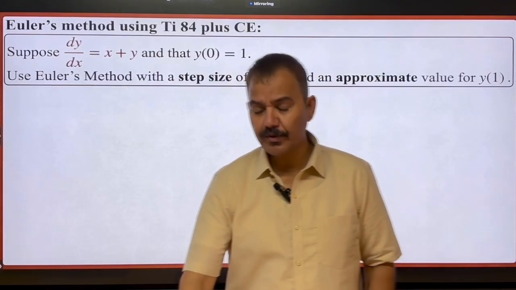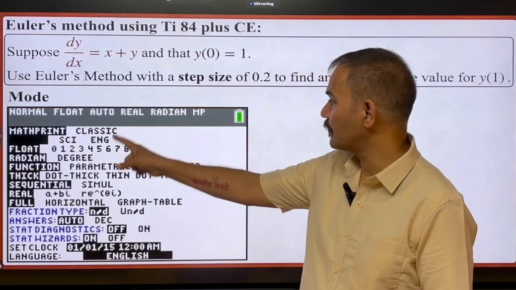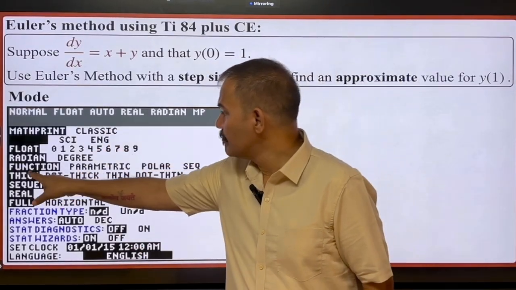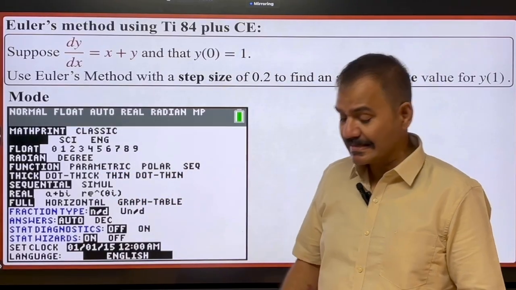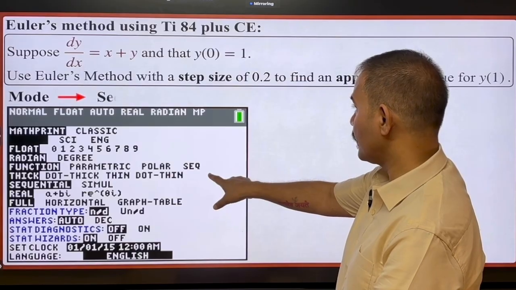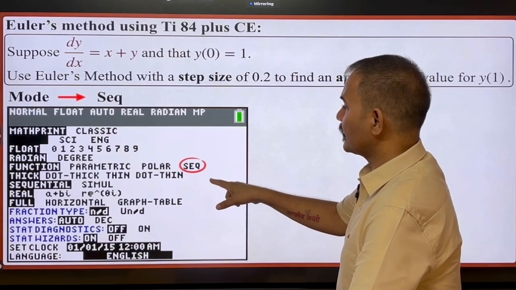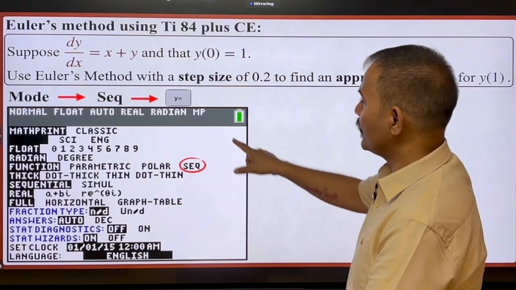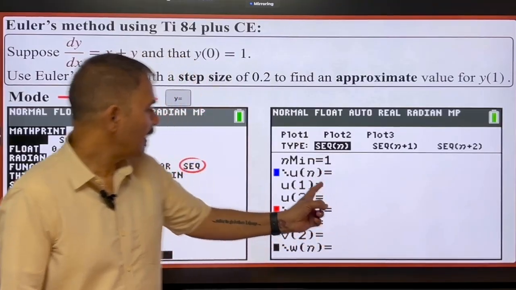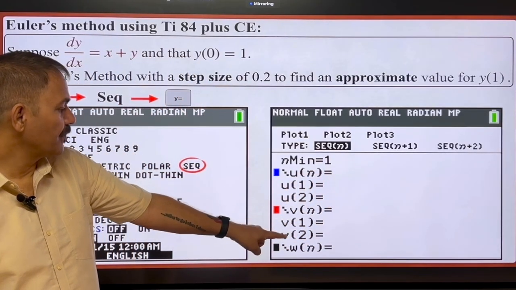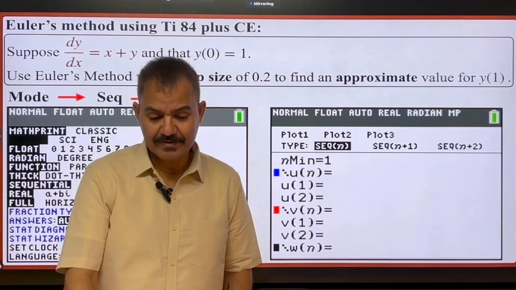First thing you will do is go to Mode. If you go to Mode in your calculator, this is your Mode. In Mode, instead of Function, you will select Sequence. Once you select Sequence, how will this look? When you press Y=, this is how it will look: nMin, u(n), u(1), u(2), v(n), v(1), v(2), w(n), etc. Now what these things are, let's explore.